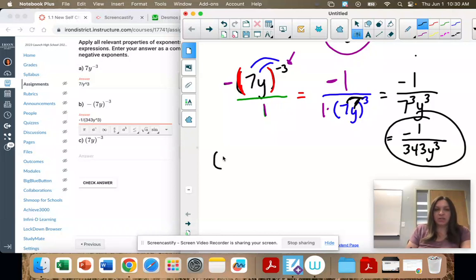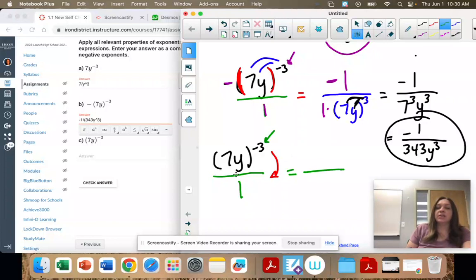Okay, last one, parentheses 7y to the negative 3. The problem's the negative. I need to make it positive. So cross the line, change the sign. And now the 7 is grouped. Remember, these parentheses matter. It means that the negative 3 goes to both of them. So I'm going to bring down both the 7 and the y and change my sign to a positive 3.